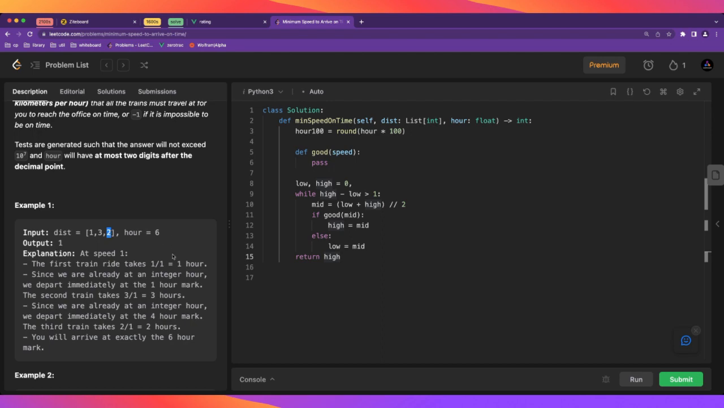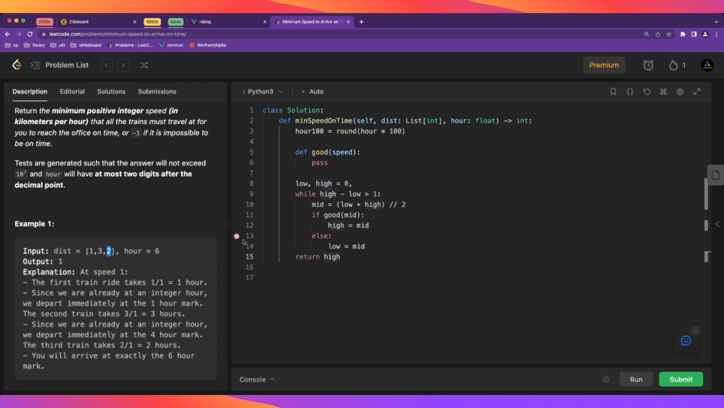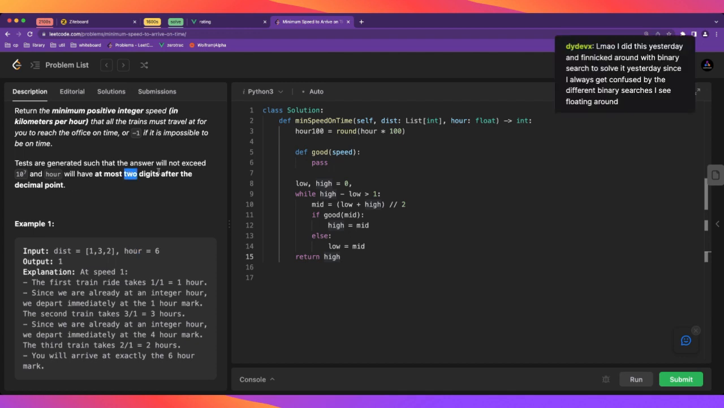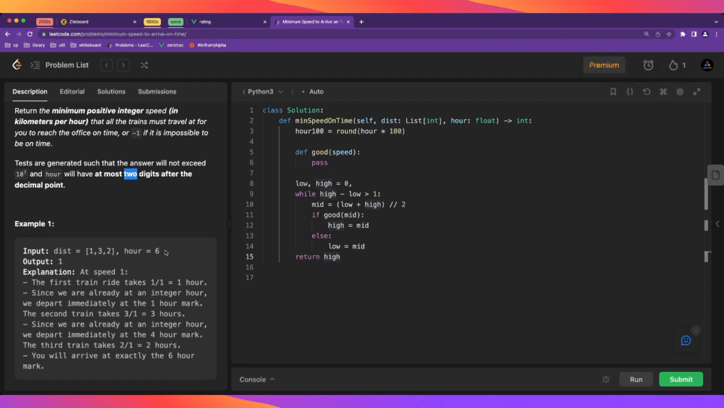And here, something that we can take into account is that since the time, the hour, is said to have only 2 digits after the decimal point, that means that if we make the time of the last train low enough, then we can make sure that it's not going to make a difference. Let me show you that.